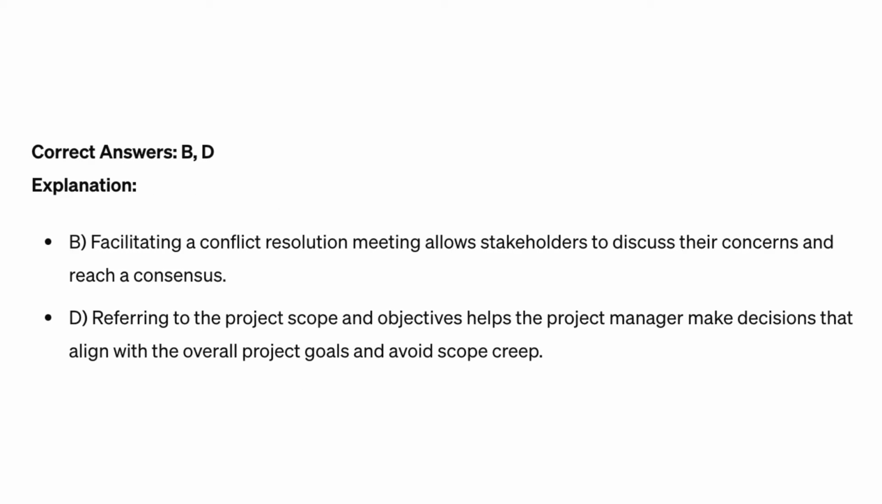Correct answers B, D. Explanation. B. Facilitating a conflict resolution meeting allows stakeholders to discuss their concerns and reach a consensus. D. Referring to the project scope and objectives helps the project manager make decisions that align with the overall project goals and avoid scope creep.